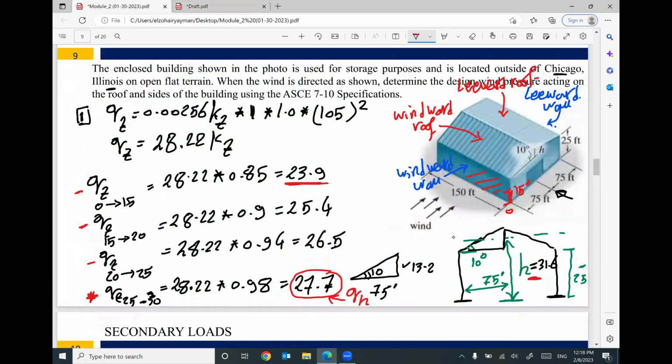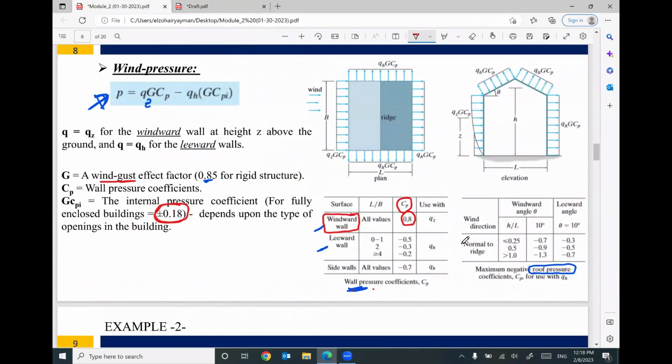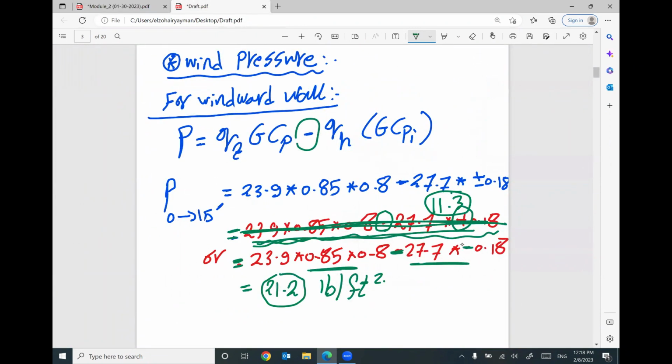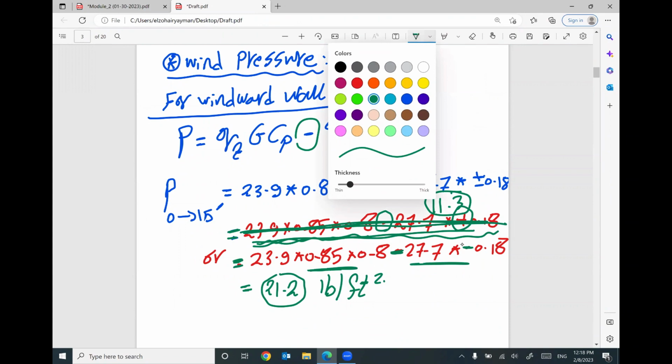So this term, GCPI, is given by the code as a value of positive or negative 0.18. Which value am I gonna use, positive or negative? Use the value that will give you the greater pressure. That makes sense? If you would like, try both values, get your values and use the biggest one. This is the wind pressure at elevation 0 to 15.